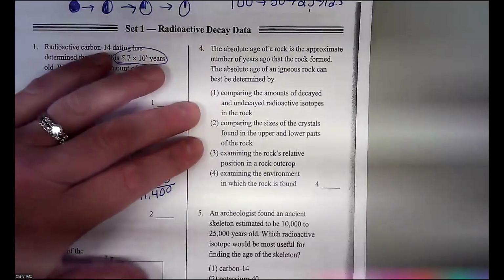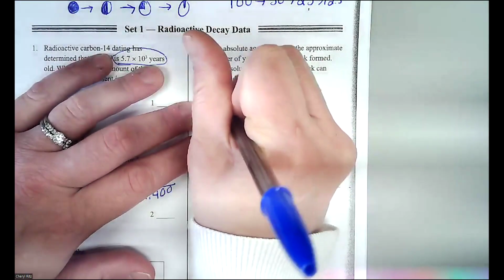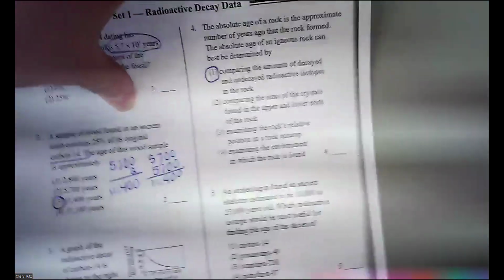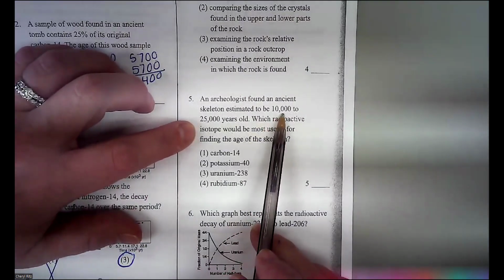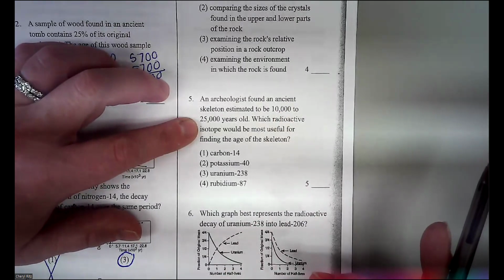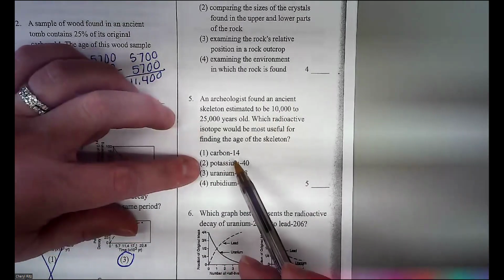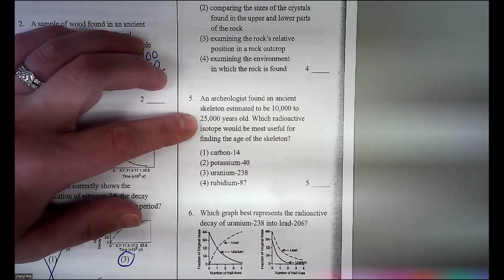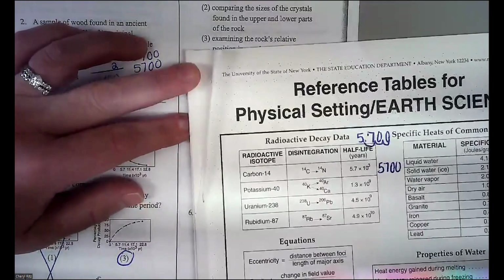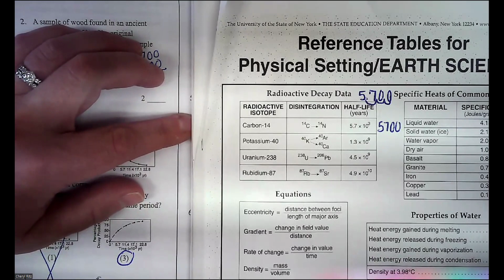Over here, how do you figure out the age? What you do is, answer number 1, compare the amount of decayed and undecayed. 2, we find a fossil. We know it's around 10,000 to 25,000 years old. We don't know exactly how, so we want to use radioactive dating. Which one of these elements would be good for dating something that's around 10 to 25,000 years old? We look here. Which one of these would have a half-life that would help us figure out how old something was that was around 10 to 25,000 years old? Which one should we use?